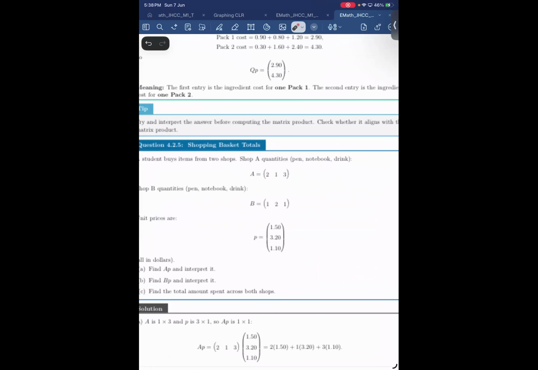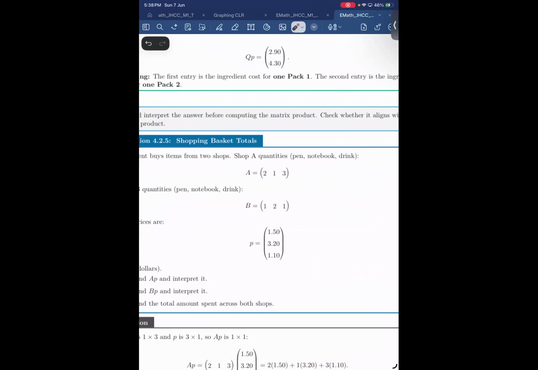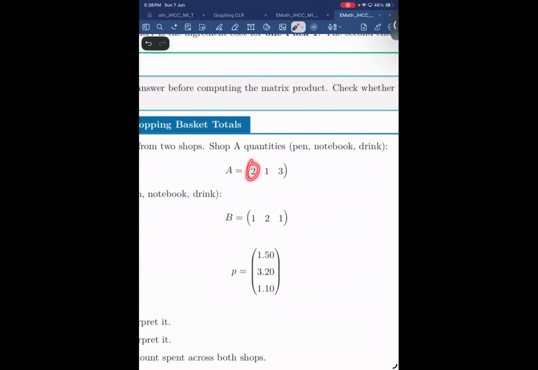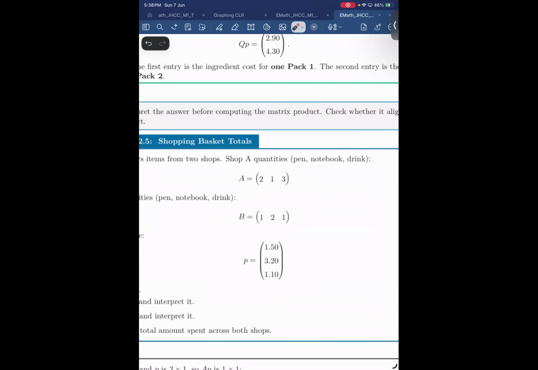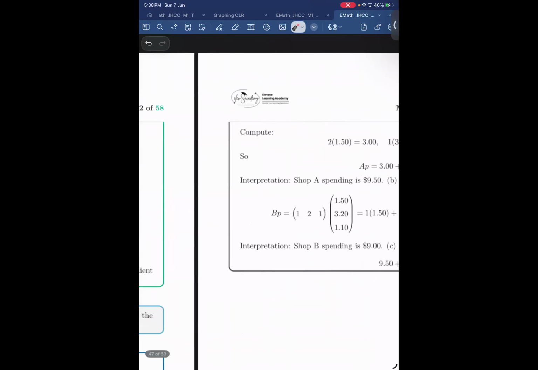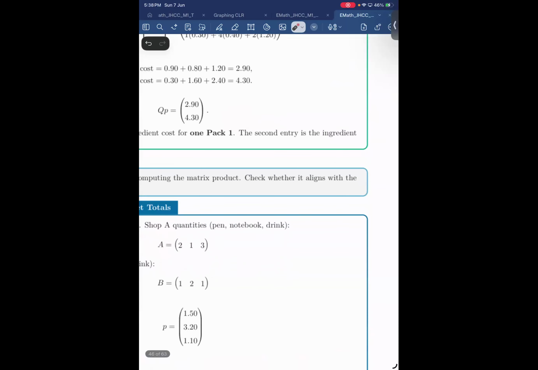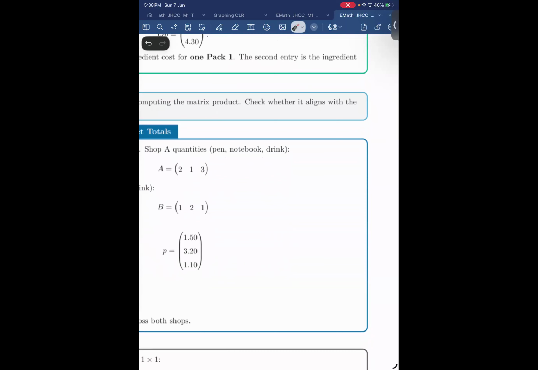And quite obviously, this one is very easy to see, right? AP is 2 times 150 plus 1 times 320 plus 3 times 110. Basically, it's the amount of money that the student spent in shop A. And BP you can think of as the same, right? It's the amount of money the student spent in shop B.